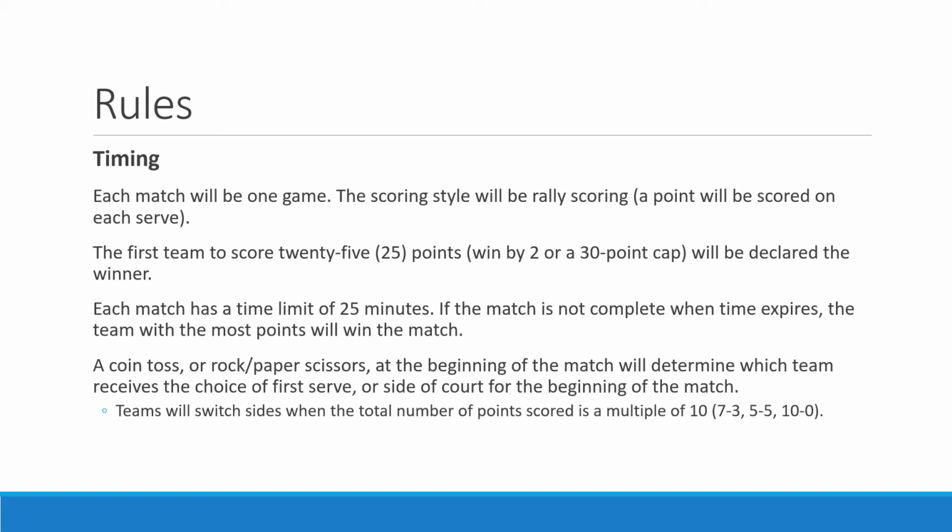At the beginning of the game, a coin toss or rock, paper, scissors will determine which team receives the choice of first serve, or they can choose the side of the court for the beginning of the match. We'll switch sides when the total number of points in the match scored is a multiple of 10. So if the score is 7-3, then 10 points have been scored, we'll switch. Same thing with 5 and 5, 10 and 0.